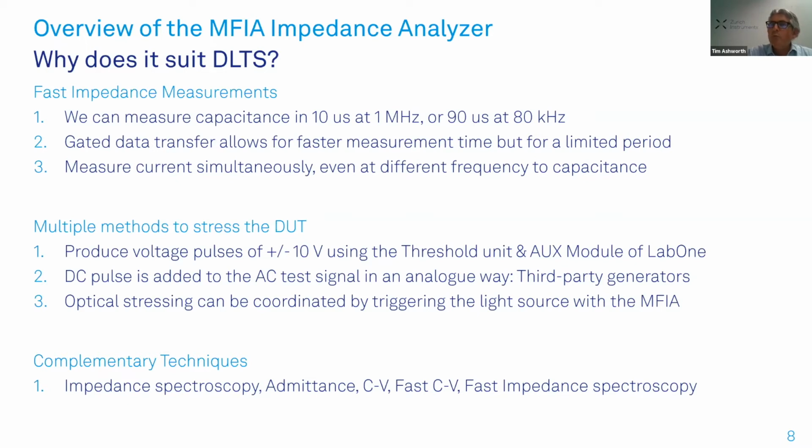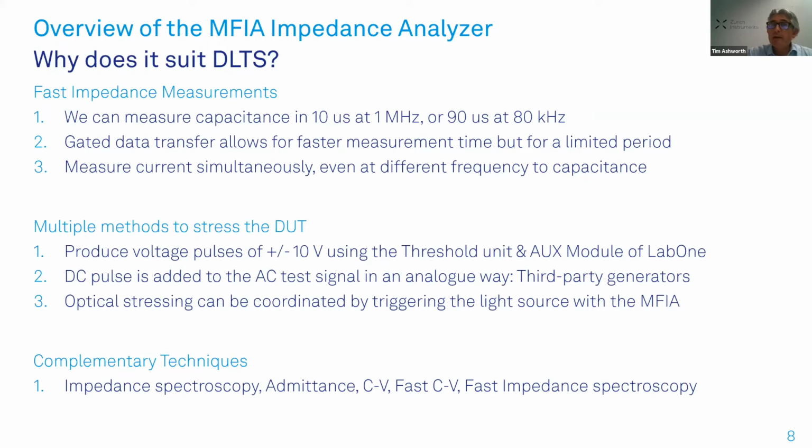And then even if we want to measure at low frequency, for example perovskites at 80 kilohertz, thank you to Sebastian Reichert and Carsten Giebel, then the measurement time is 90 microseconds, so still very fast. If you need to go faster than this, we can actually use gated data transfer, so you can trick the instrument to measure even faster. And I can maybe say a few words on that later on.